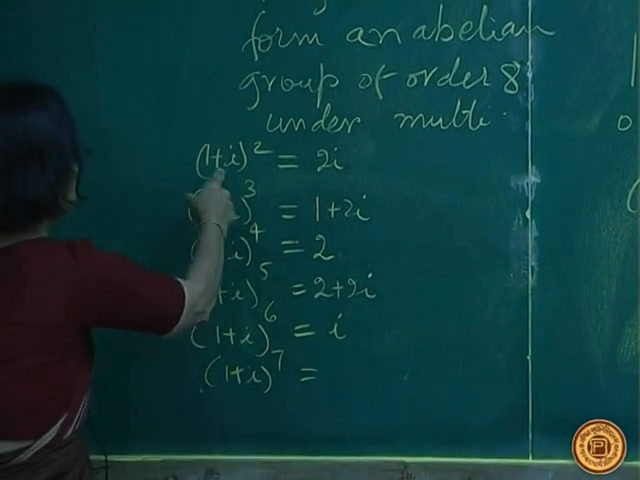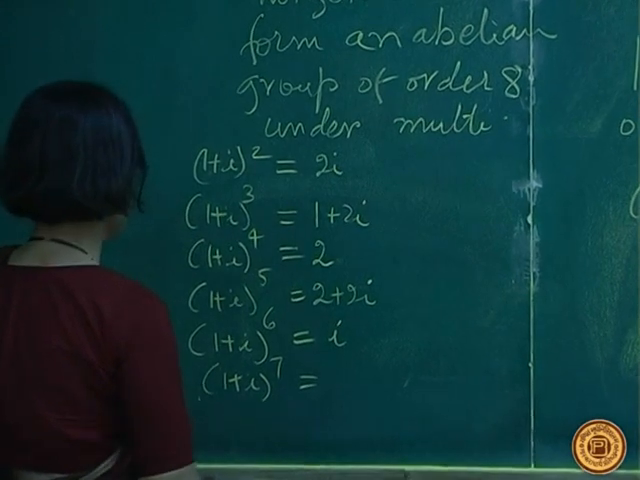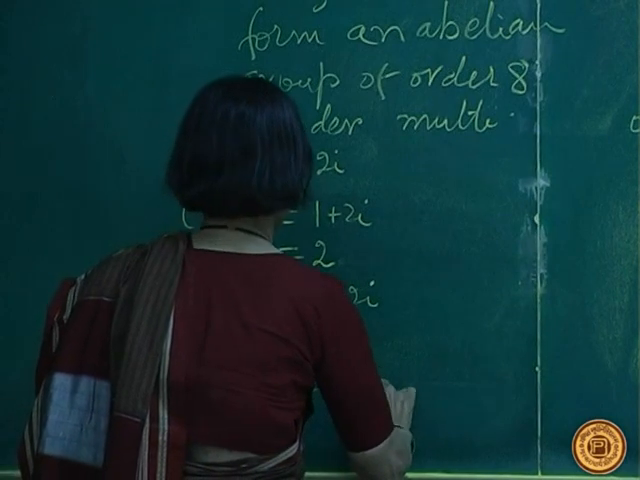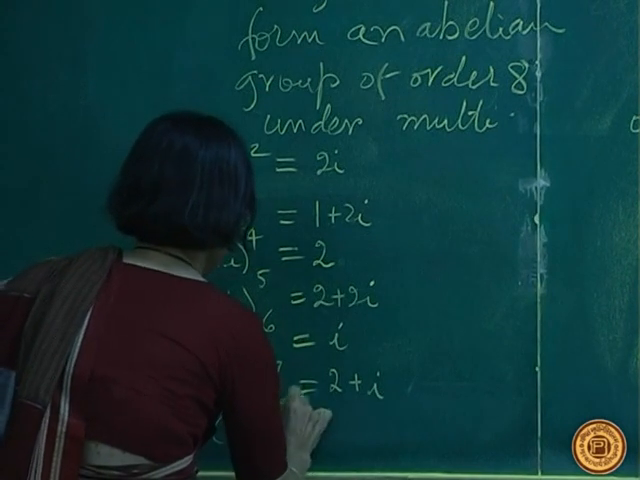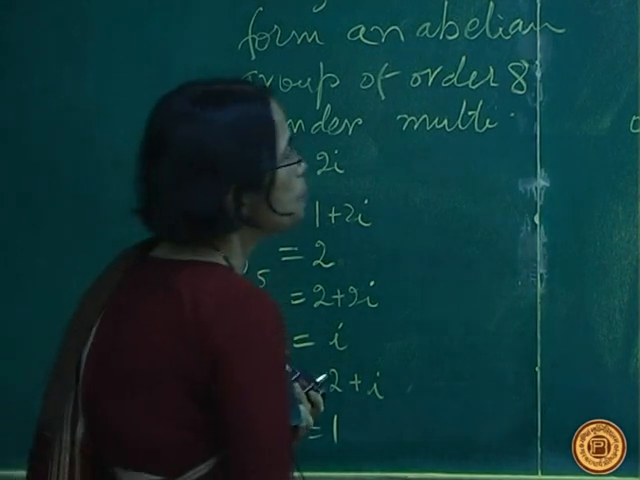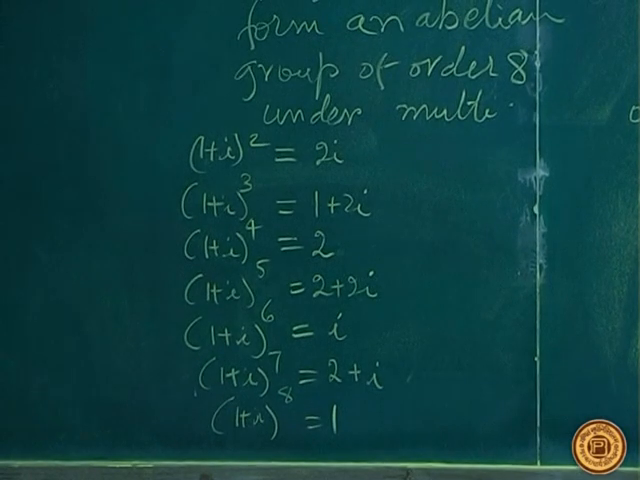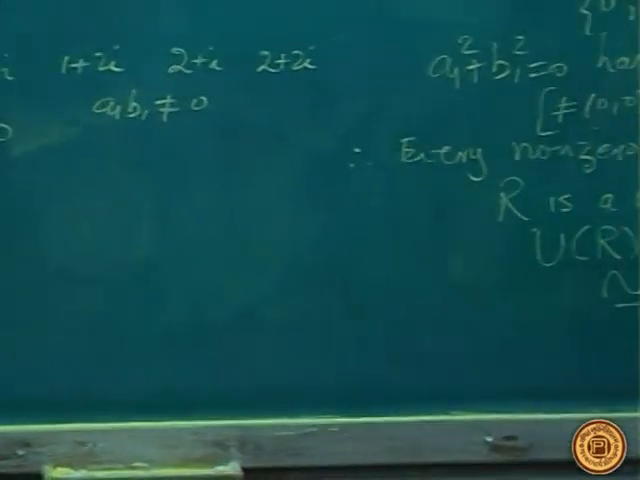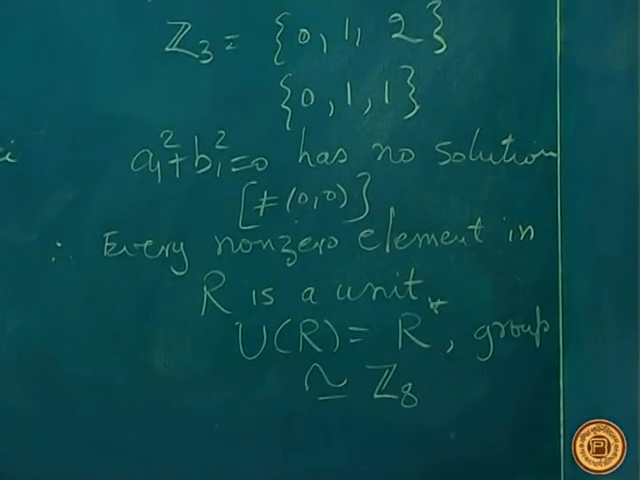First power is just 1 plus i. What is not covered? Let us check. It is i minus 1, so it is 2 plus i. Yeah, that was not covered so far. And (1 plus i) raised to 8 has to be equal to 1. It has no choice. Therefore, the group of units now I know is a cyclic group of order 8. So that completely determines what the ring Z3[i] is.